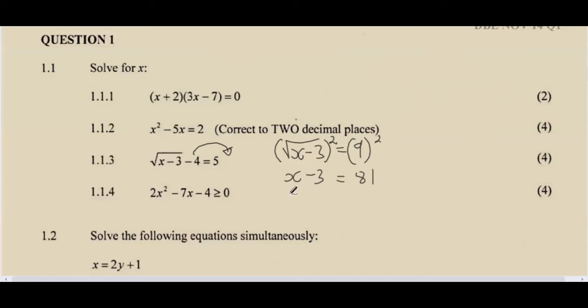81, right? So now all we have to do is take this -3 over to that side. So that's 81 plus 3, that equals 84. So we only have one solution for this one. So yeah, correct. Then we are done just like that.